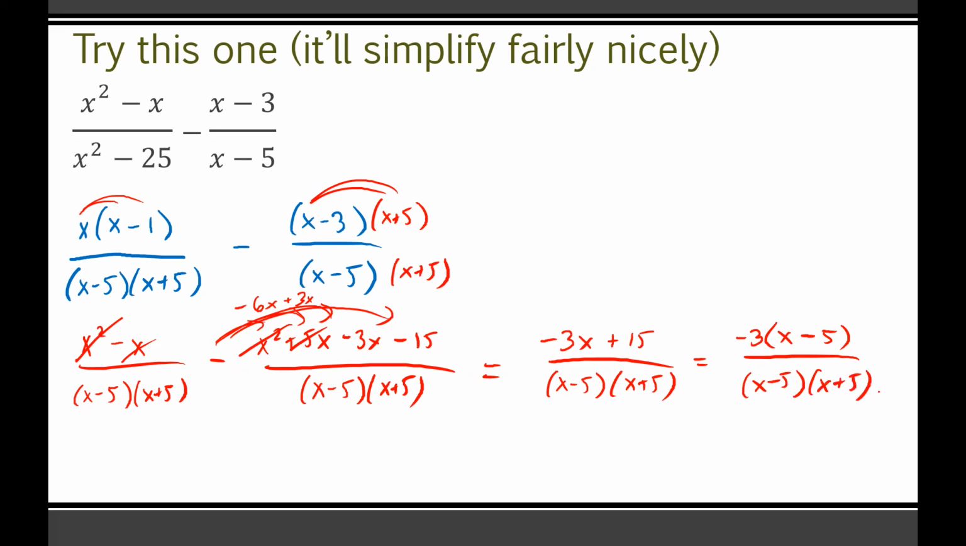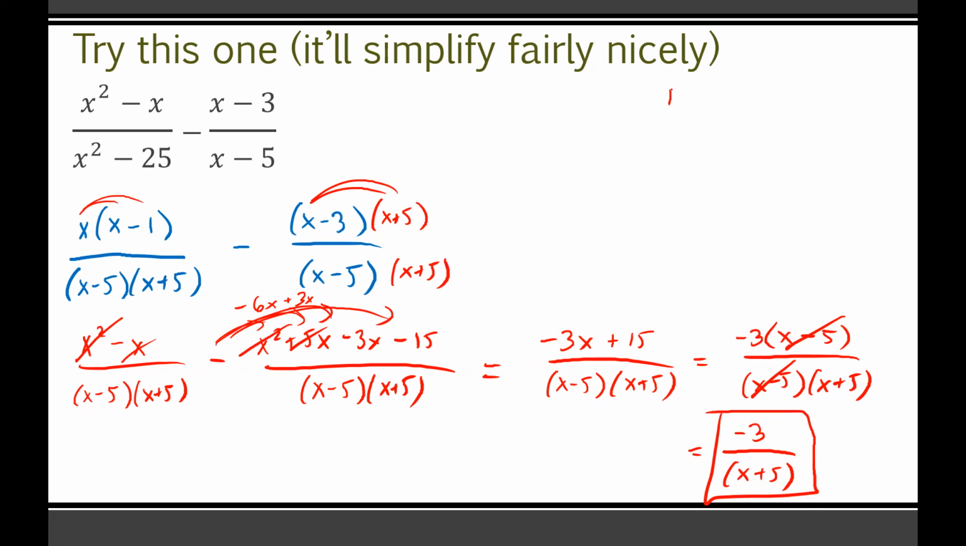And what do you know? Finally, we see a question that actually has something cool that happens with it. Notice what's on the top and the bottom. There's an x minus 5 there. Those are both going to cancel right out. And this is going to leave us with negative 3 over x plus 5. And there's nothing more we can do there, so we'll box that answer.